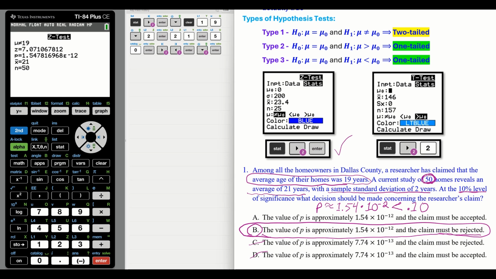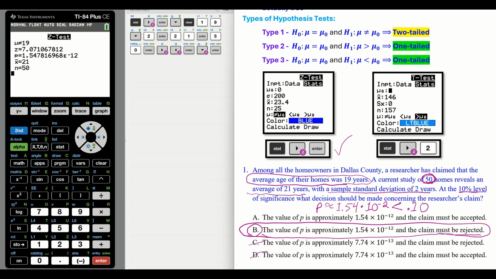Now, I need to explain why. What this says is that the probability that we get 21, the new average, as the true mean is less than 10% when the mean of 19 is actually true. Thus, the new claim of 21 is rejected when our p-value is less than the given percent.